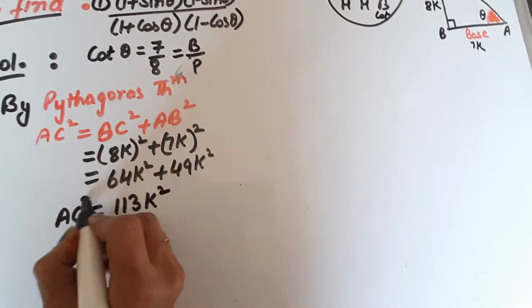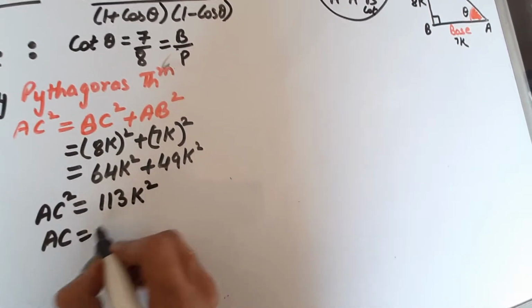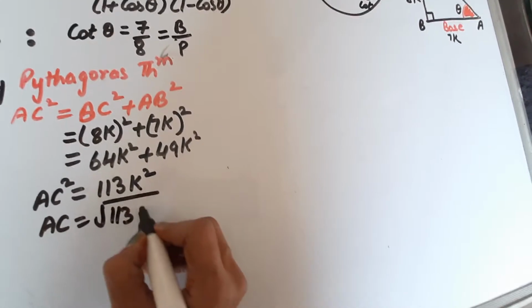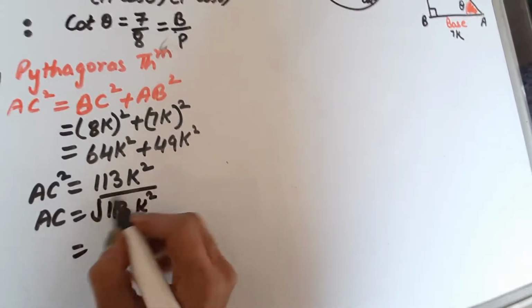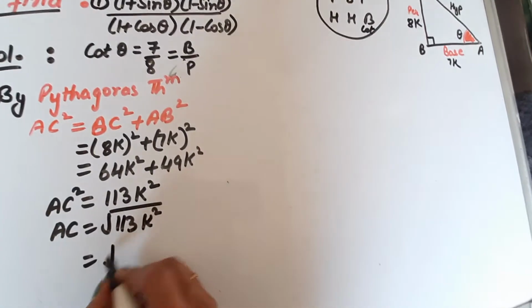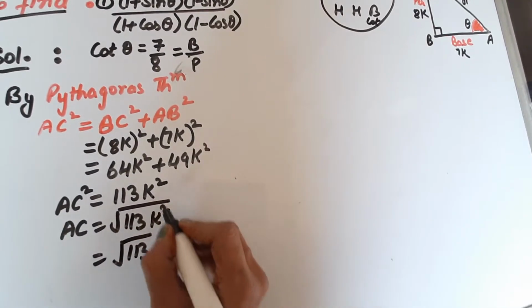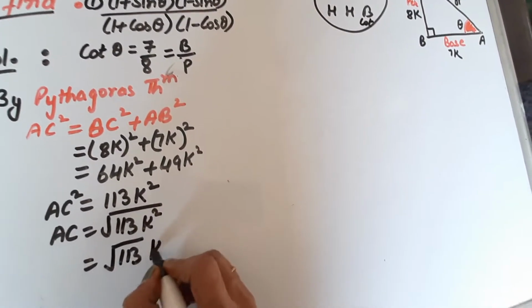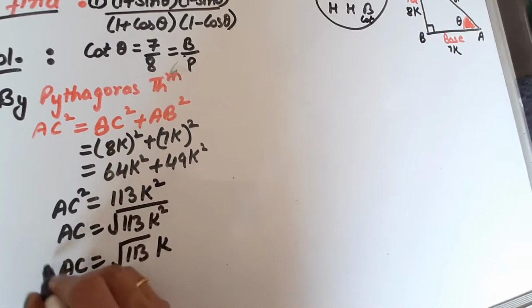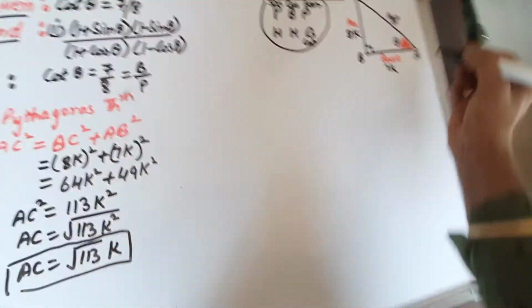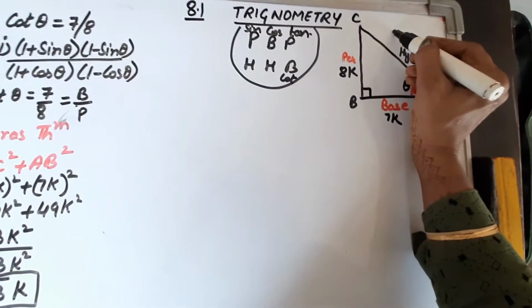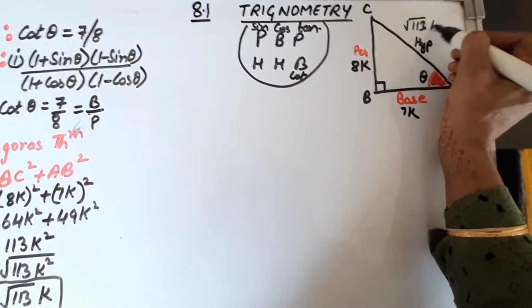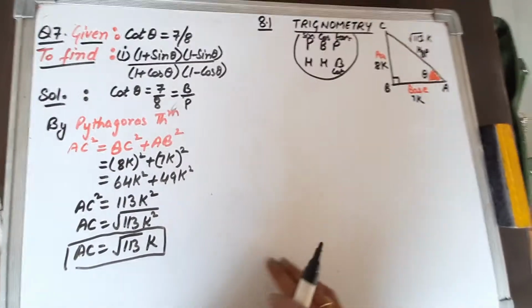This is AC square. When square goes to the other side, it will become square root. But as 113 is a prime number, we can't solve its square root further, and this square will get cancelled out by the square root. So the value of AC, the value of hypotenuse, will be square root of 113k. So in this way you will get this.